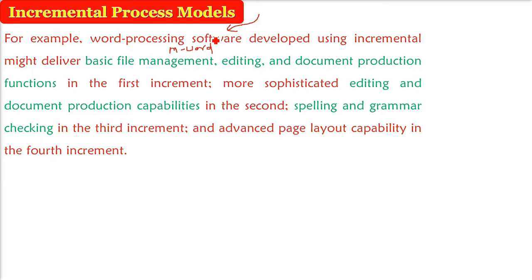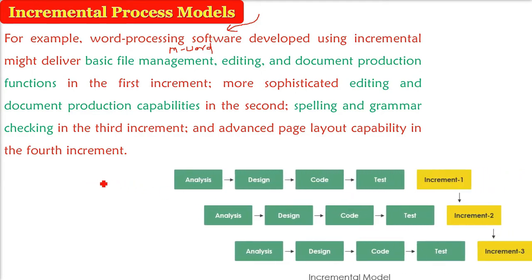So these are the multiple increments you can talk about. Maybe in the first increment, you can get the basic file management, the editing facility, and the document production functions. This can be given in the first increment. Then you can also give some added version like PDF so that the user can check whether they want it or not. Then in the second, you can give more editing and document production capabilities. This you can give for the second one.